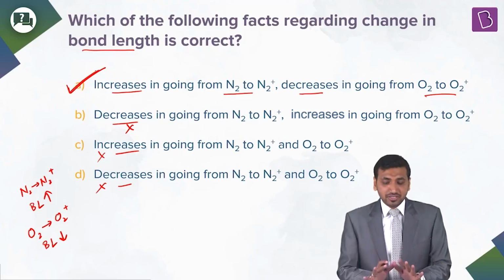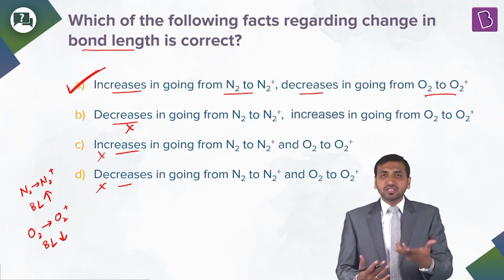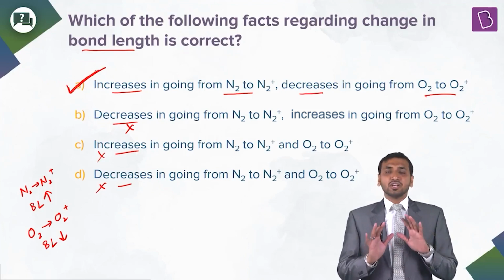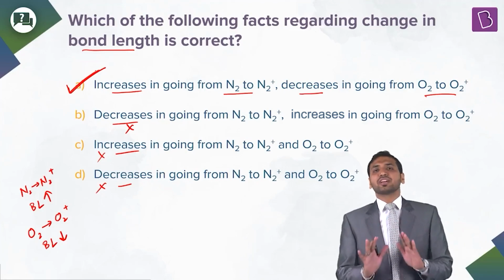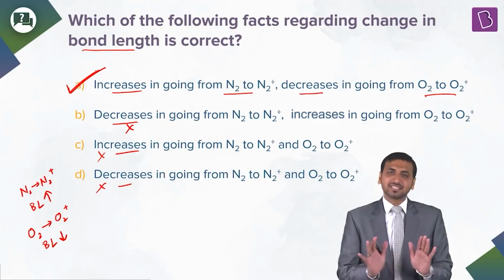We have done this question both the ways, by observation and by the conventional method. Use which one you find more convenient. Okay, so option A is the correct answer.